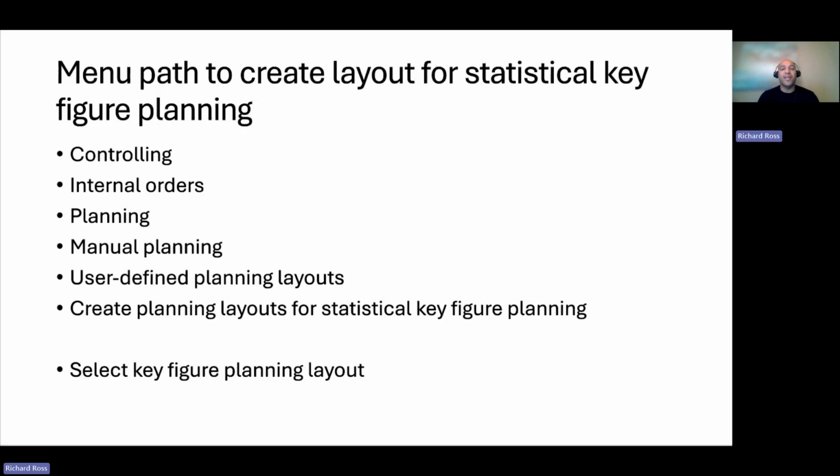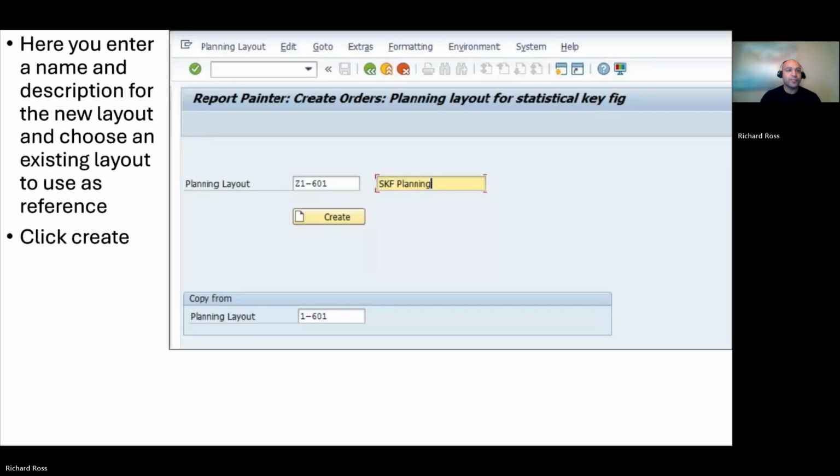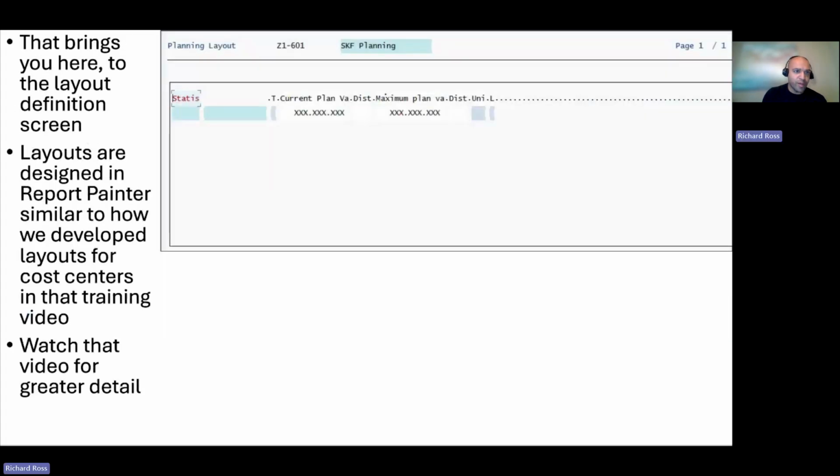Menu path to create layout for statistical key figure planning: Controlling, Internal Orders, Planning, Manual Planning, User-Defined Planning Layouts. Create planning layouts for statistical key figure planning. Select key figure planning layout. Here, you enter a name and description for the new layout and choose an existing layout to use as reference. Then click Create. That brings you here to the Layout Definition screen.